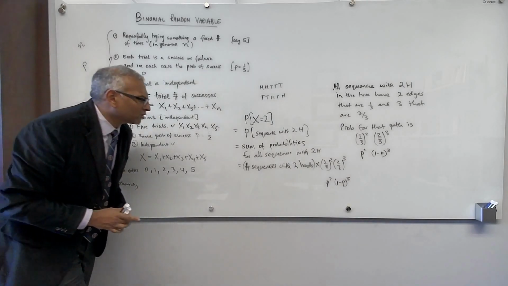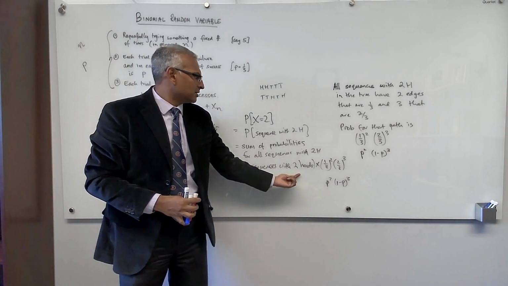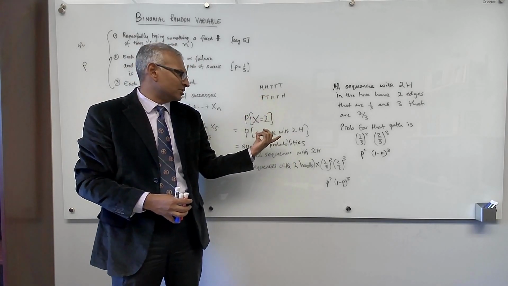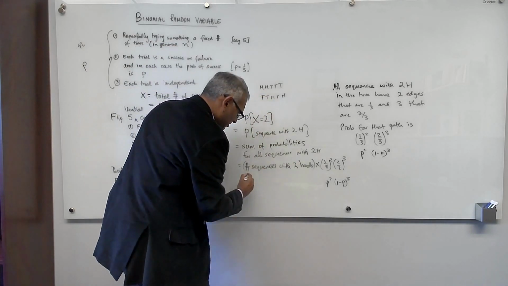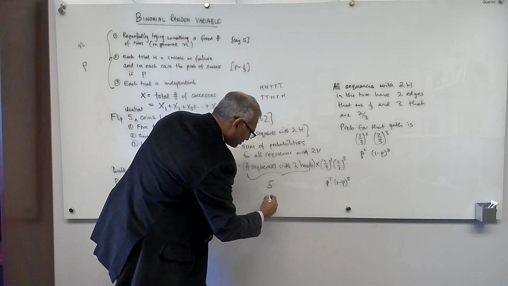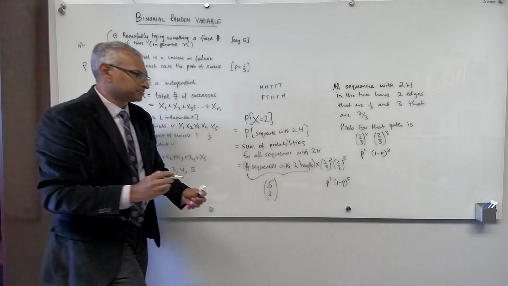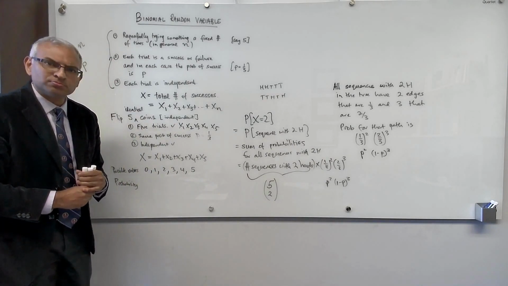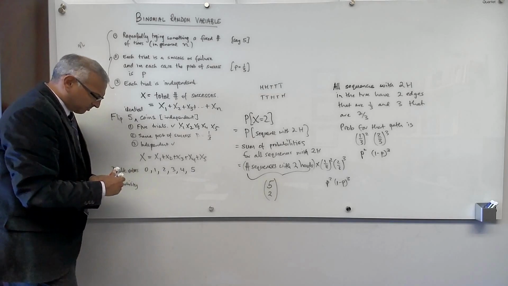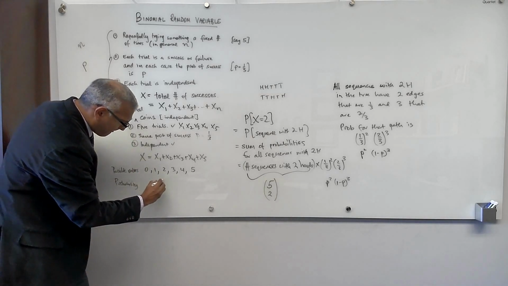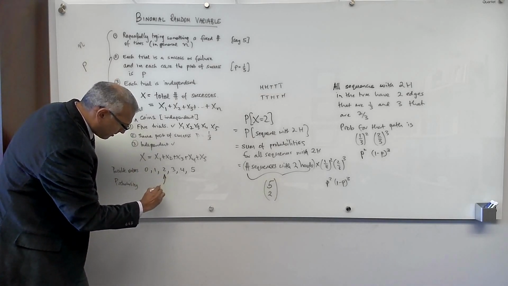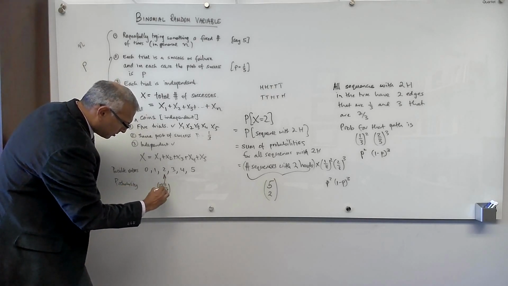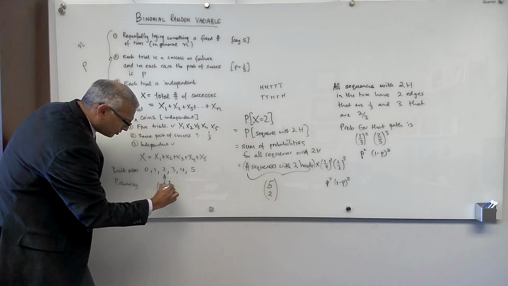Who can tell me the number of sequences with two heads when the sequence length is 5? That's just the same as the number of binary sequences with two ones. This is just 5 choose 2. Okay, so here I can plug in now: 5 choose 2, 1/3 squared, 2/3 cubed.